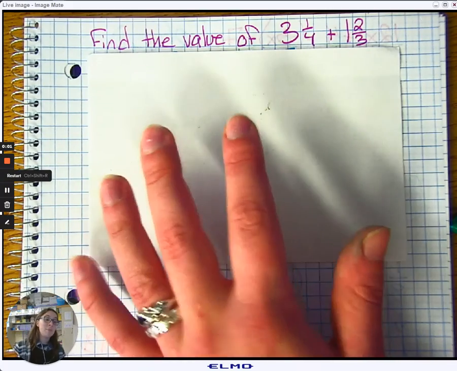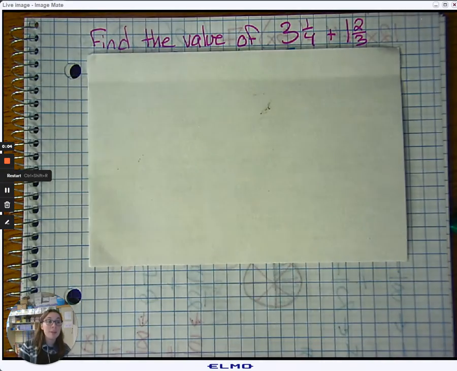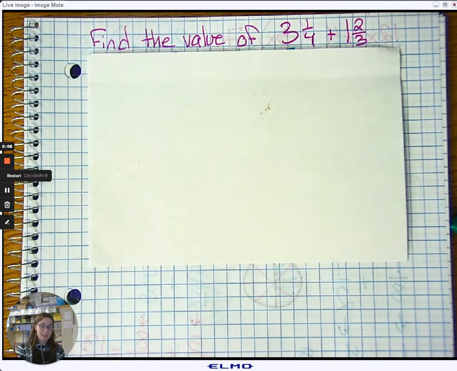All right, this is example 1 of lesson 4.3. We are adding and subtracting mixed numbers. Today we are adding 3 and 1/4 and 1 2/3. Now, there are a couple of ways we can do this. We're going to focus on one of those ways today.